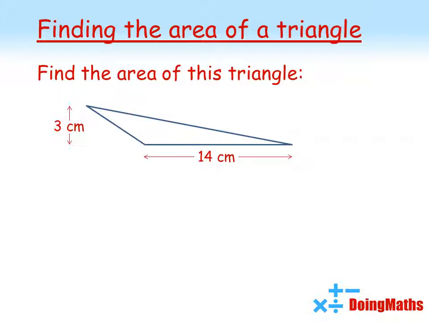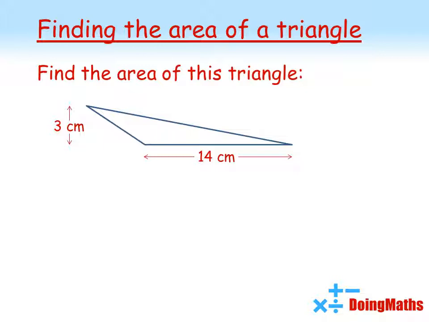Now this works even with triangles with angles larger than 90 degrees, as long as you've got two measurements which are perpendicular to each other. So on this one, the base is 14 centimetres long, the perpendicular height is 3 centimetres. So again, it's very important that it's a perpendicular height and not a side length.